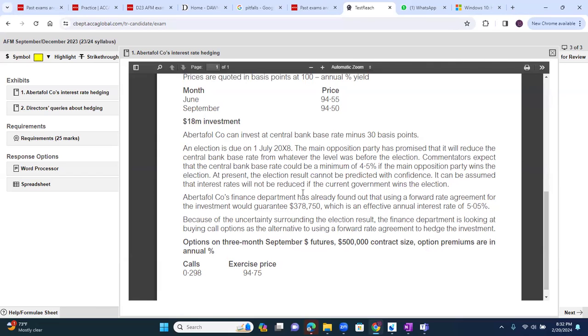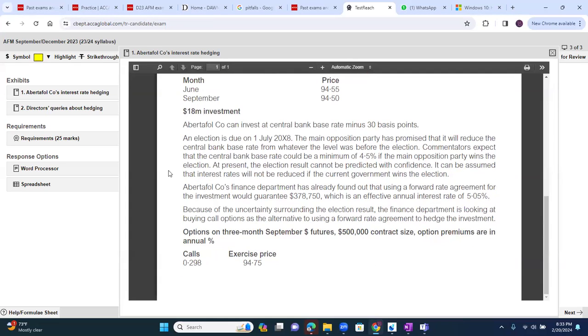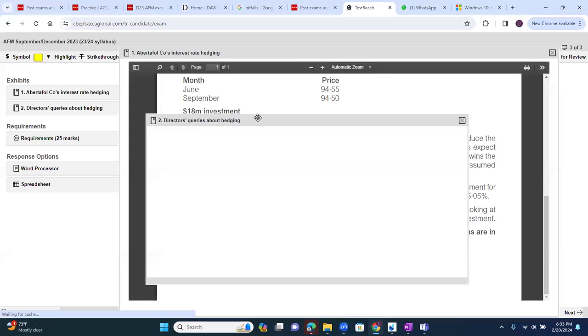Aber company finance department has already found out that using a forward rate agreement, the investment would generate 378,750 income, which is 5.05. Because of the uncertainty surrounding the election result, finance department is looking at buying the call option as an alternative to using a forward rate agreement to hedge the investment. So call option is given.